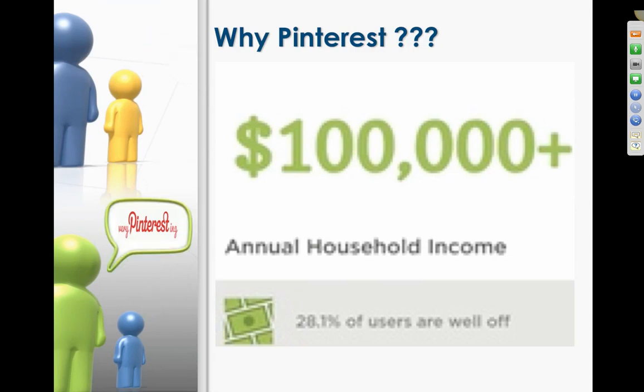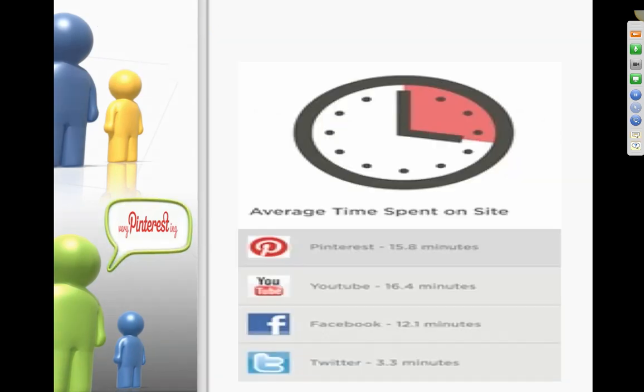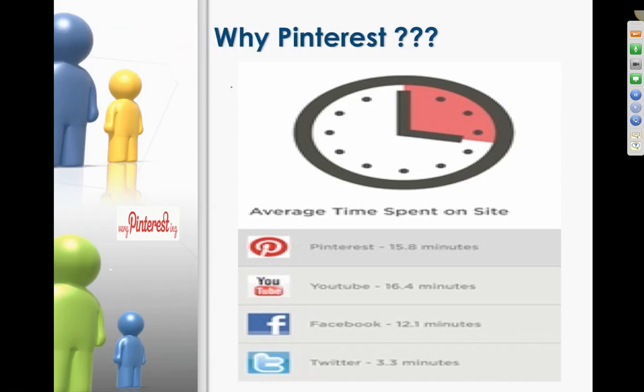One of the reasons why Pinterest might be of interest is the annual household income: 28.1% of users are well off, meaning their annual household income is over $100,000. So when you're looking at getting in front of your target market, your potential customers, it's always nice to have those potential customers that have the money to spend on travel and tourism. So that's one reason why Pinterest might be a good fit.